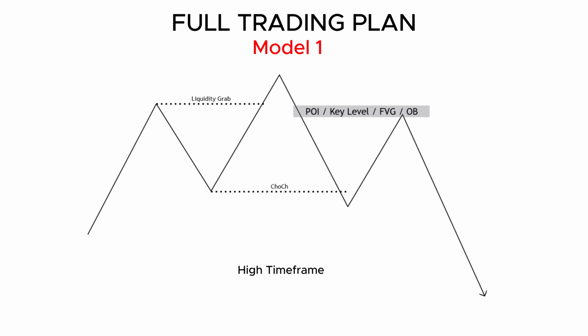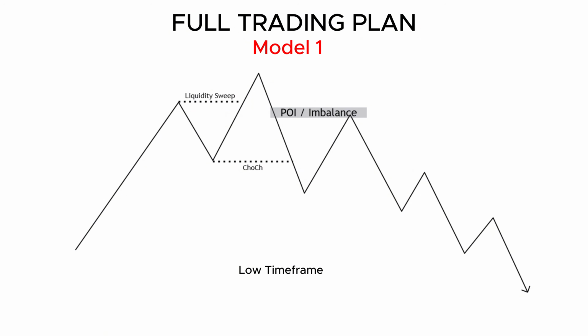This imbalance becomes our high time frame point of interest and key level. This is the level where if price hits the zone, we will look to drop down to a lower time frame inside this certain price action. If the price does not hit the zone and continues without it, we ignore this opportunity. And if the market hits the high time frame point of interest, we drop down into a lower time frame inside that imbalance.